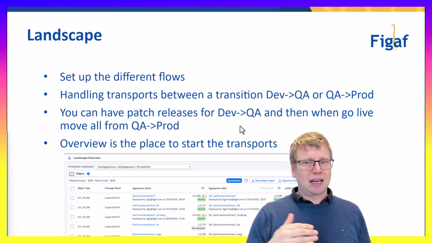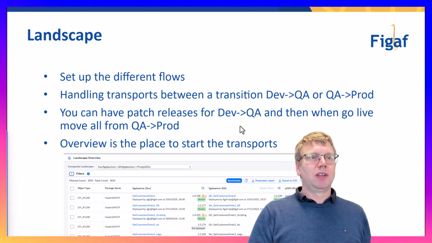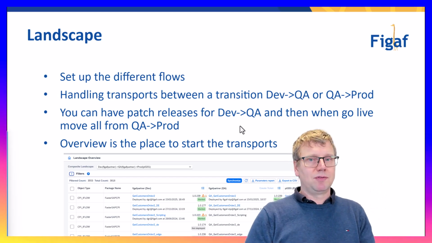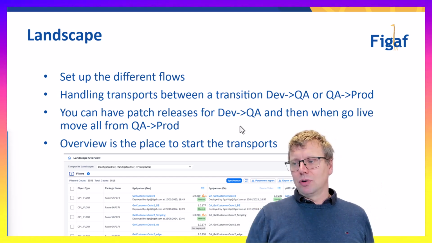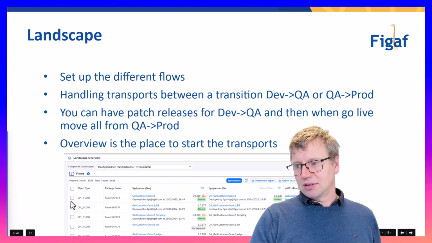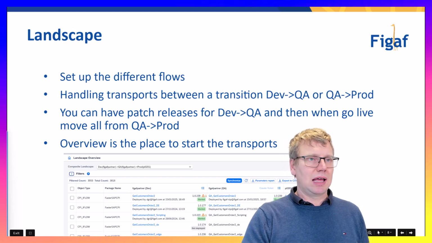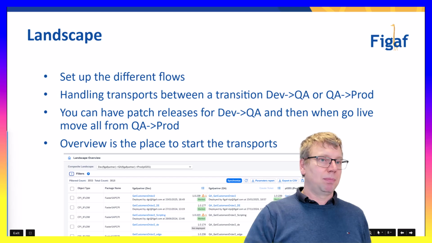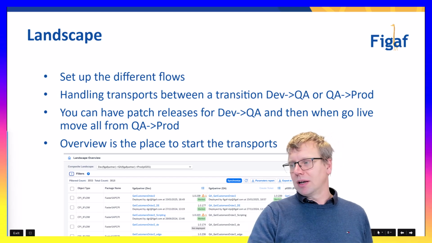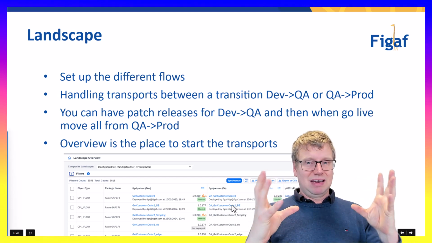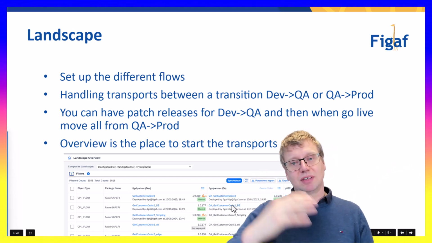We found that it was a lot easier and gave a lot more flexibility to just have a landscape consisting of a number of tenants. So I could go in here and say, I want to take these three and move them from dev to QA. Once we are done and have tested all these things and done patch releases, we can go in and move the package, or a number of iflows, including objects, into production.